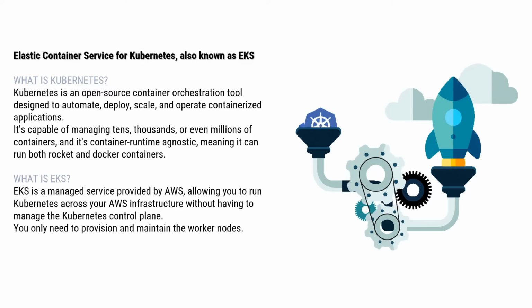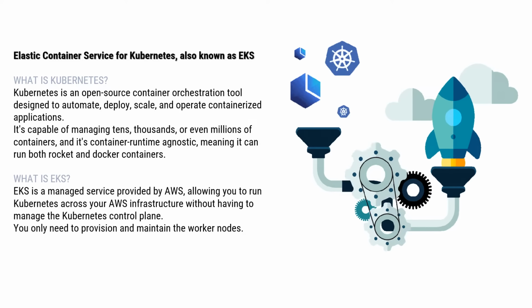Now let's dive into Elastic Container Service for Kubernetes, also known as EKS. Kubernetes is an open source container orchestration tool designed to automate, deploy, scale, and operate containerized applications. It's capable of managing tens, thousands, or even millions of containers, and it's container runtime agnostic, meaning it can run both Rocket and Docker containers.